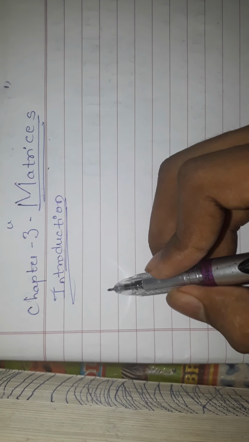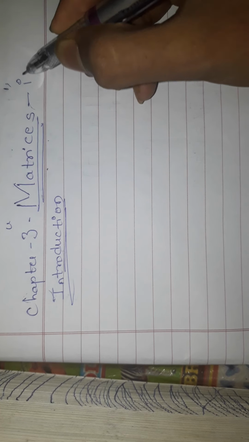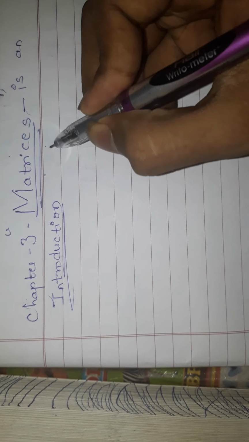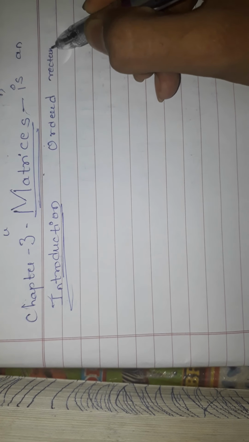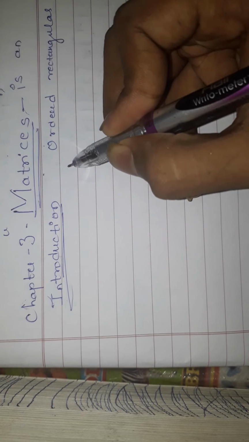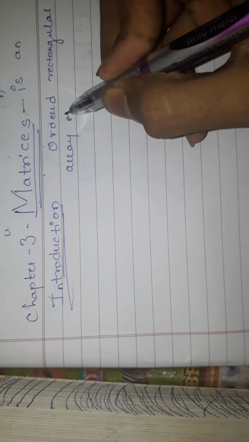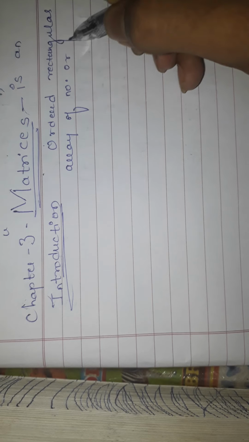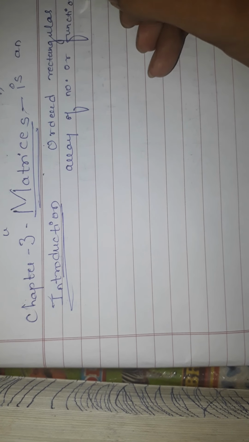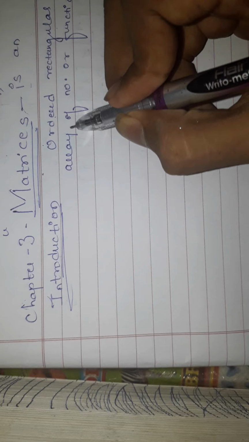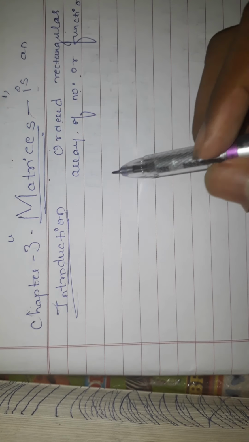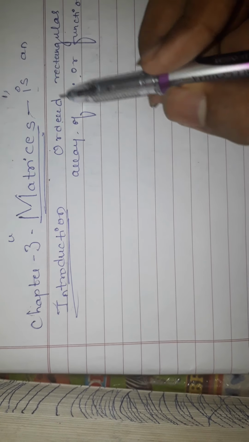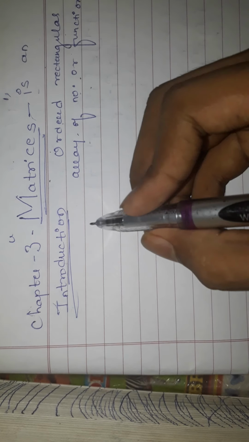Matrices is nothing but an ordered rectangular array of numbers or functions. Is it clear what matrices are? Matrices is an ordered rectangular array of numbers or functions. See here, no one says what matrices are, right? They go on to the formulas and the exercise. Okay, so matrices is nothing but an ordered rectangular array of numbers or functions.